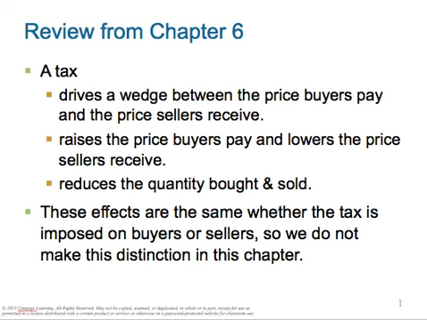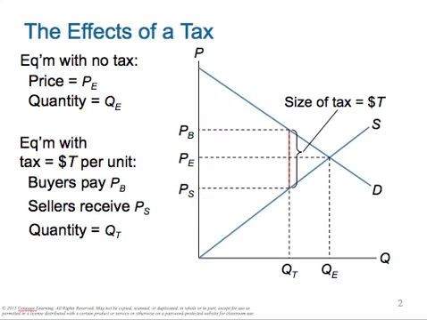These effects are the same whether the tax is imposed on buyers or sellers. So no matter who pays the higher price because of the tax, the buyer or the seller, we do not make this distinction in the chapter. We don't worry about who's paying it here. So let's take a look at the effects of a tax. There's an equilibrium with no tax where the price is at PE, price equilibrium, and the quantity is at QE, quantity equilibrium. So where supply and demand meet, equilibrium price, equilibrium quantity.